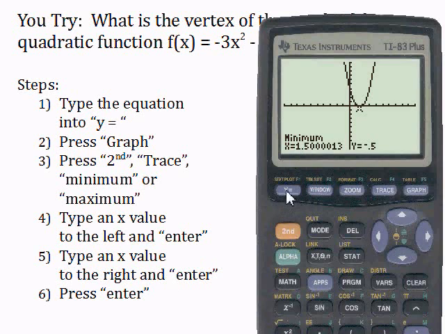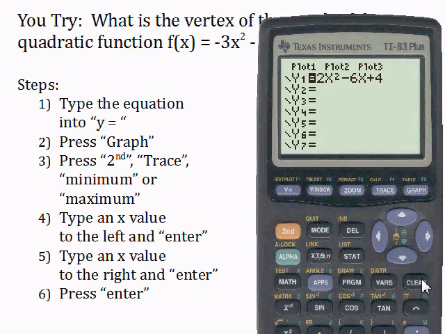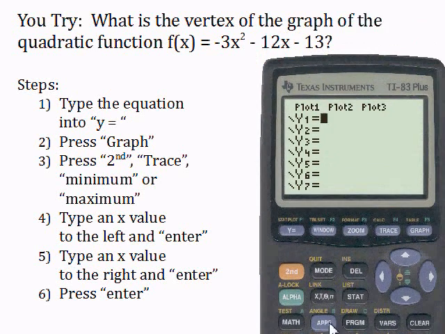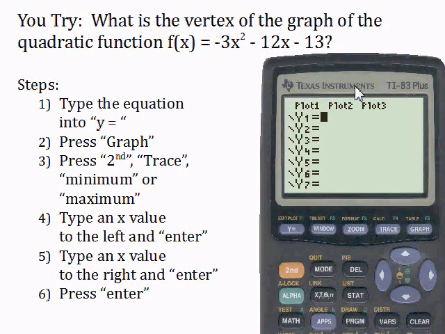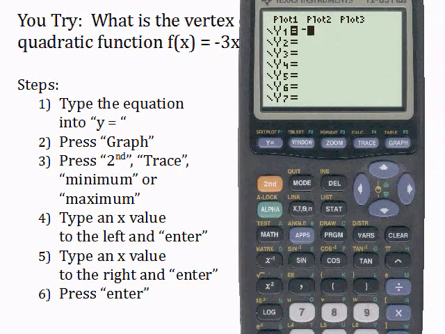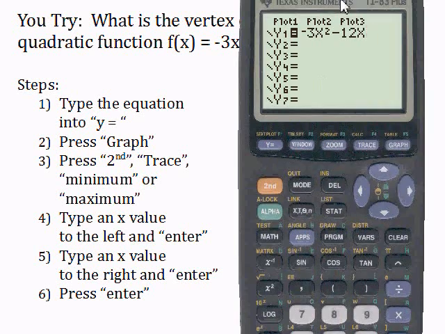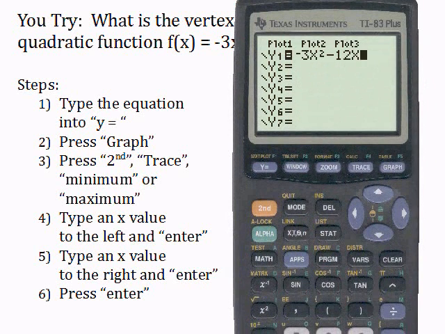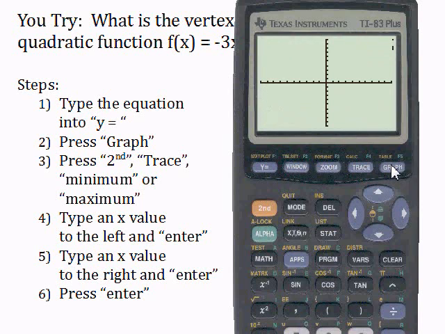Alright, so you get your calculator out, you went to your y equals screen, you press the clear button to clear what's there. Type in your equation, -3x squared minus 12x and minus 13. Press graph. Hopefully it'll show up on the graph. It does. In this case, our vertex is a maximum value because it is the highest point on the graph.